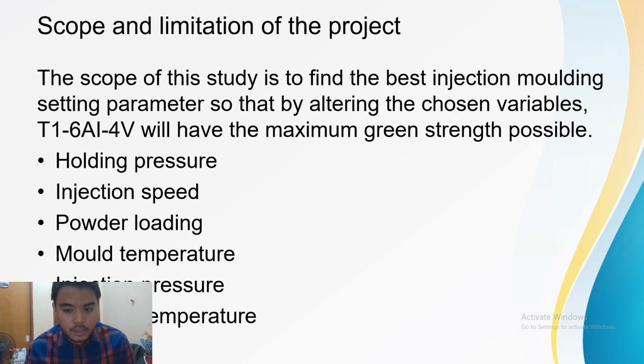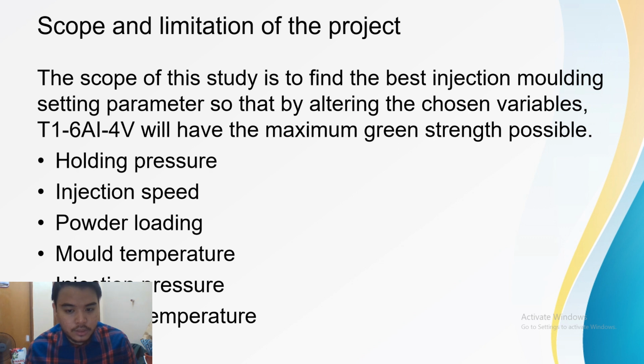Next, we'll be moving forward to scope and limitation. The scope of this study is to find the best injection molding setting parameters, so that by altering the chosen variables, Ti-6Al-4V will have the maximum green strength possible. These variables include holding pressure, injection speed, powder loading, mold temperature, injection pressure, and injection temperature. Additionally, the interaction between injection pressure, temperature, and powder loading was investigated. For maximum moldability, avoidance of sharp corners, thin transitions, and utilization of draft angle and corner radius are all necessary.